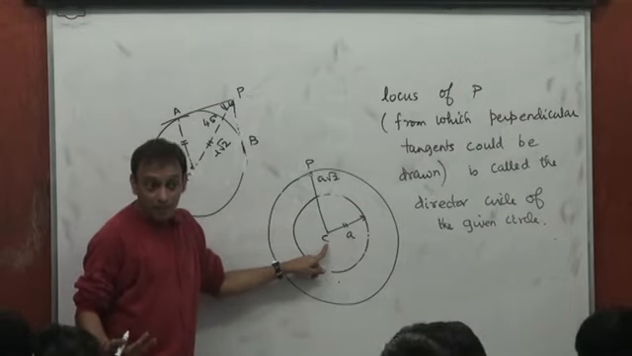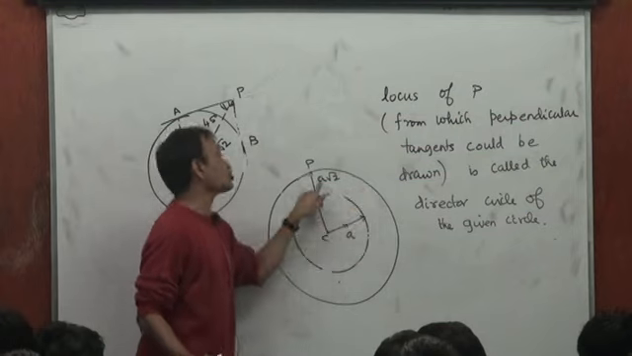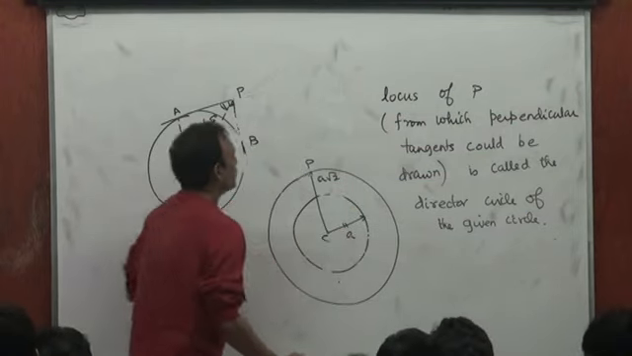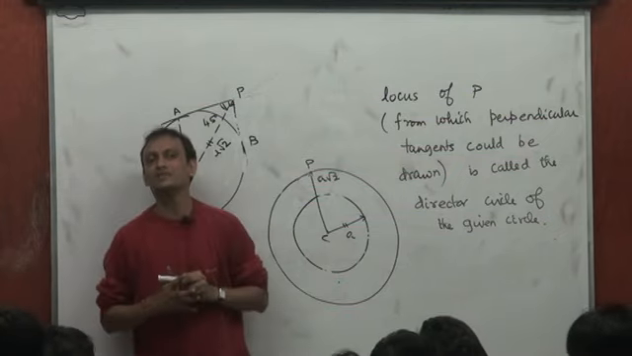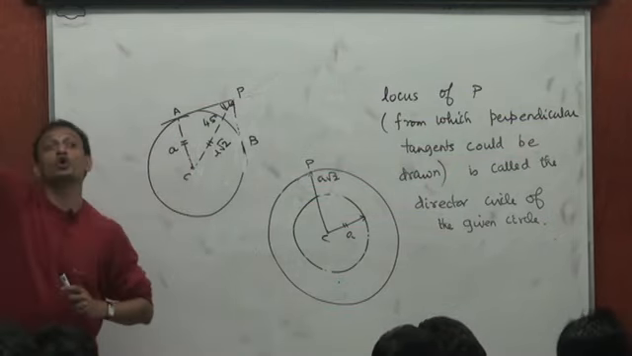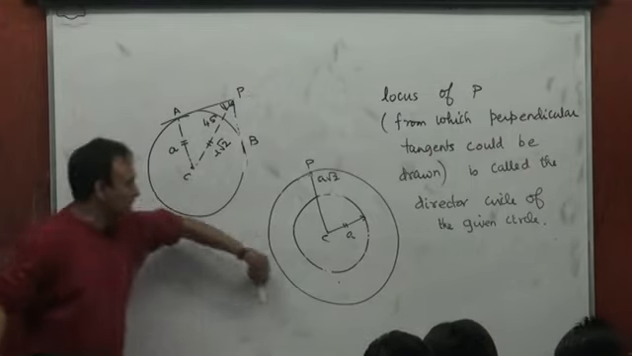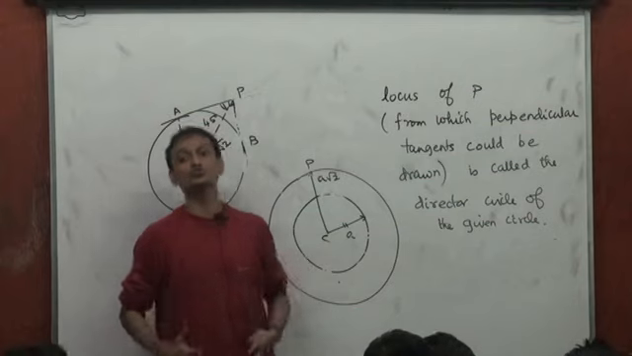They have the same center, and the radius of the director circle is root 2 times the radius of the mother circle, right? So that's the important thing. The director circle is concentric with the mother circle and has a radius which is root 2 times the radius of the mother circle.